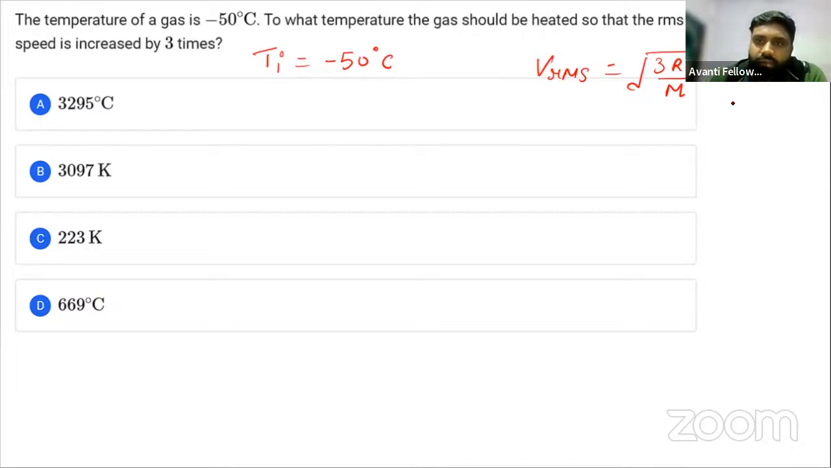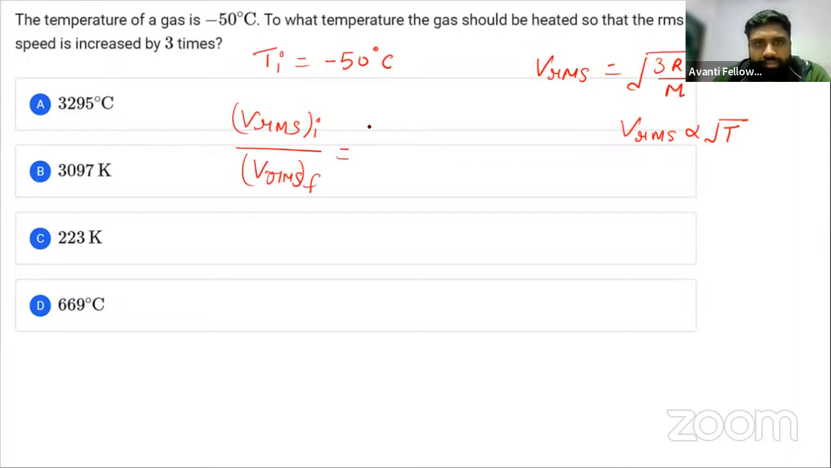Now from here you can say that VRMS is directly proportional to root T. VRMS is proportional to the square root of temperature. So very simple. We can say that VRMS initial divided by VRMS final is equal to the square root of T initial divided by T final. Simple analogy.